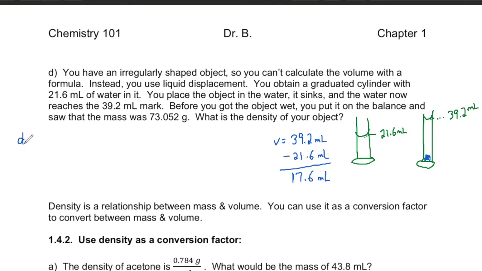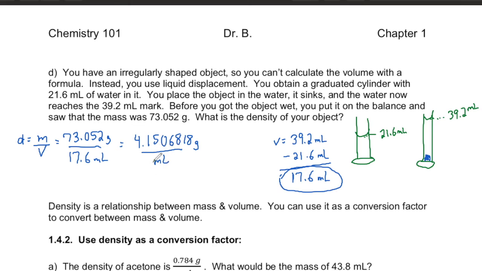So this is another density problem, and we are given the mass directly, but not the volume yet. This time we did the volume by liquid displacement. We had some water in a graduated cylinder, read the volume, put an irregular shaped object in there, and read the volume again. The increase in volume is caused by this object, so the difference in the volumes that we read is equal to the volume of the object. So in order to cause that jump, the object must have had 17.6 milliliters as the volume.